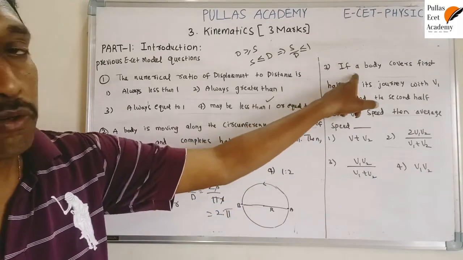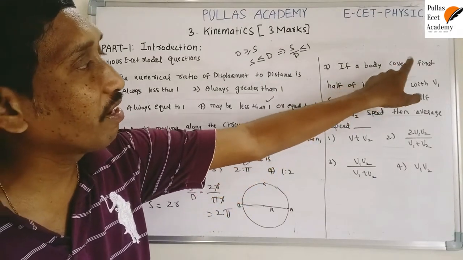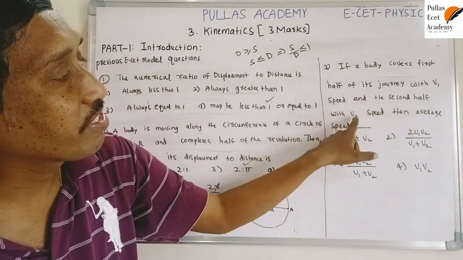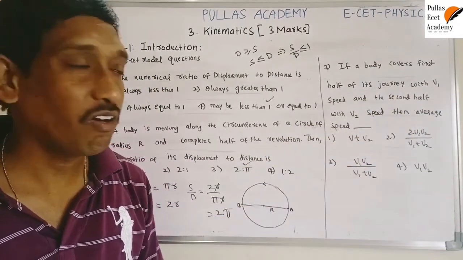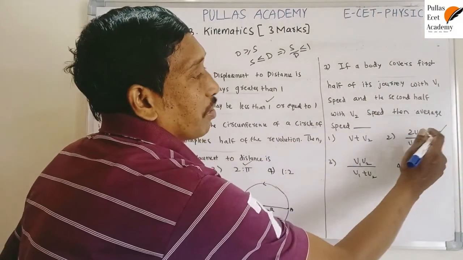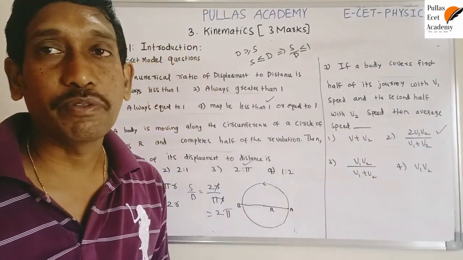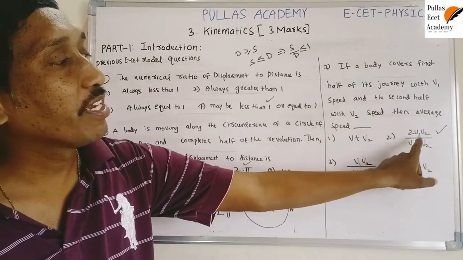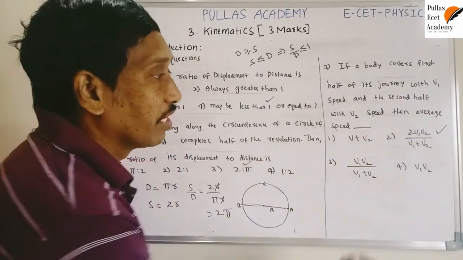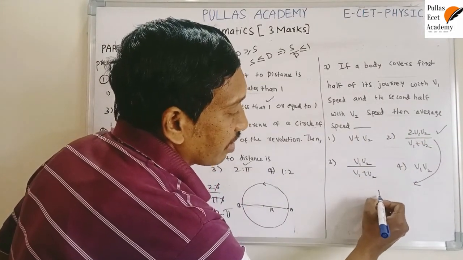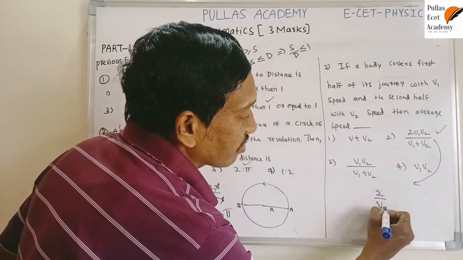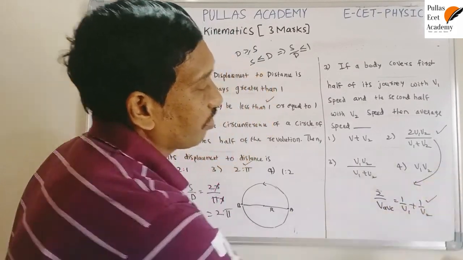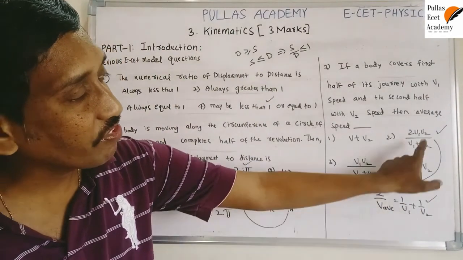Okay, next, one more question here. If a body covers the first half of its journey with speed v1 and the second half of the distance with speed v2, then what is the average speed? This is a direct question. The formula is 2 v1 v2 by v1 plus v2. Half of the distance with v1, the remaining half of the distance with v2. So the formula is 2 v1 v2 by v1 plus v2. A similar formula is sometimes given like this: 2 by v average is equal to 1 by v1 plus 1 by v2. If this option is given, it is also correct here. If you simplify this equation, you get it.